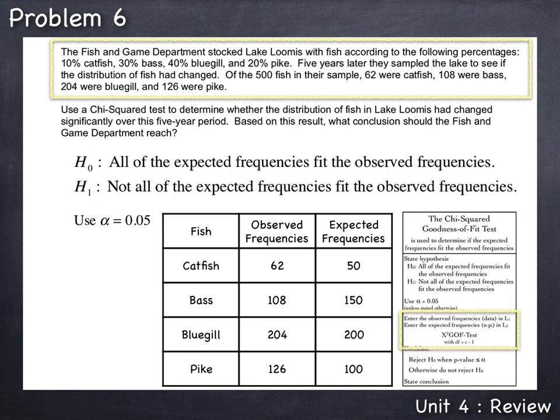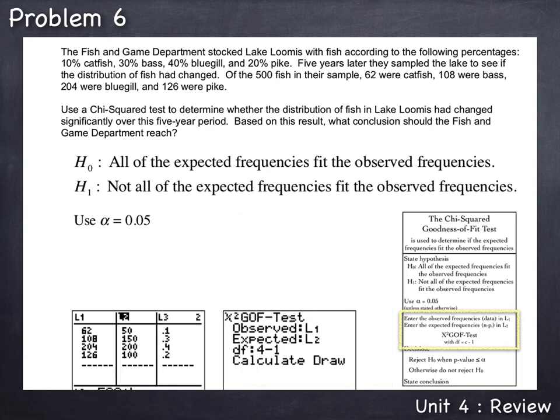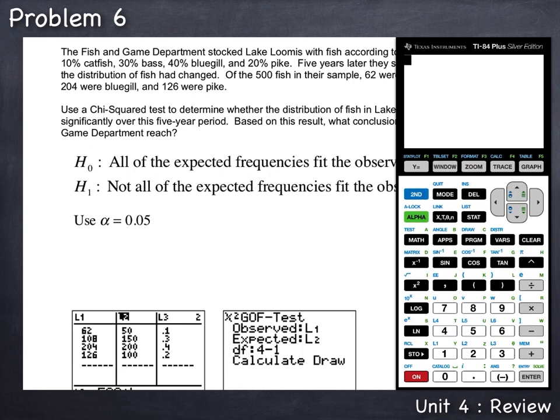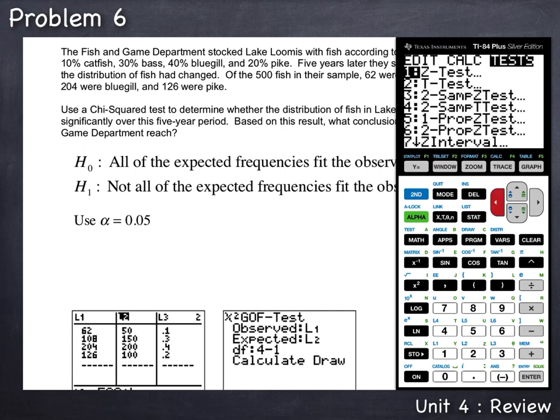So in the calculator, we could enter the observed frequencies in list 1 and the expected frequencies in list 2. And with the data entered into the lists, we can then use the chi-square GOF test command to calculate the p-value we need. To calculate the p-value using the chi-square GOF test on the TI-84 calculator, we press Stat, arrow over to the Tests menu, and then arrow up till we find the chi-square GOF test command. Press Enter.